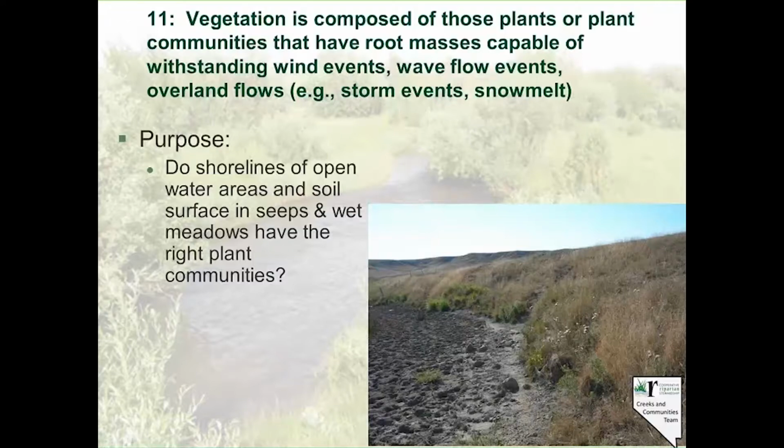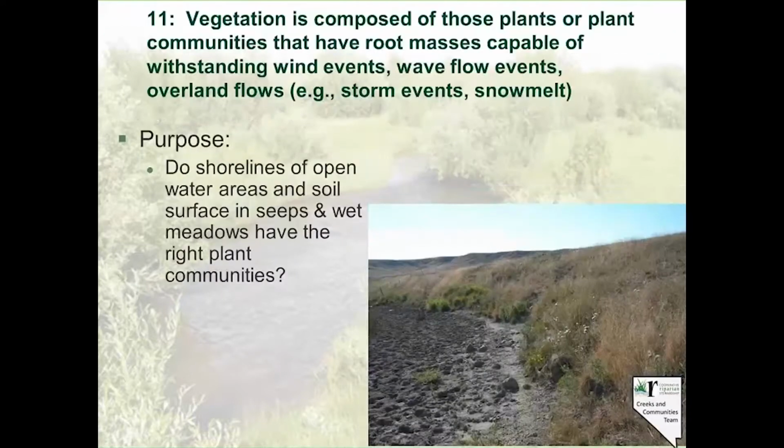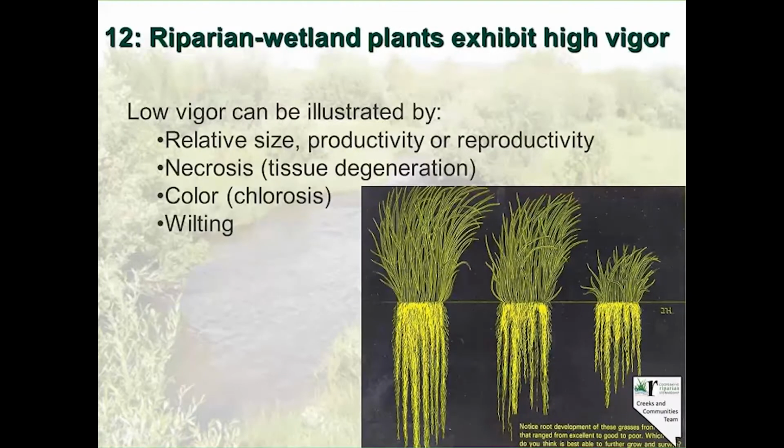And then, are they vigorous? A low vigor can be illustrated by sort of a poor size. It just never gets very big because it keeps getting beaten down, or it doesn't have the opportunity to grow very well. Might have some tissue degeneration, some off color, some wilting, perhaps a high level of attack by insects. Sometimes you can see vigor. It's hard to measure.